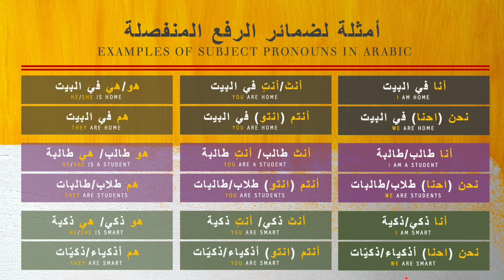We are smart. For the second person, أنت ذكي, singular masculine. أنتِ ذكية, singular feminine. أنتم أذكياء. أنتو أذكياء, plural masculine. أنتم ذكيات. أنتو ذكيات, plural feminine. The third person for the last example, هو ذكي, singular masculine. هي ذكية, feminine singular. هم أذكياء, plural masculine. هم ذكيات, plural feminine. We arrived at the end of this lesson.